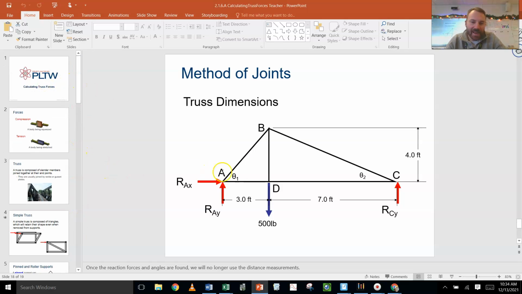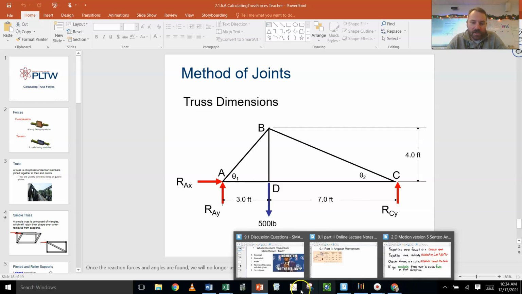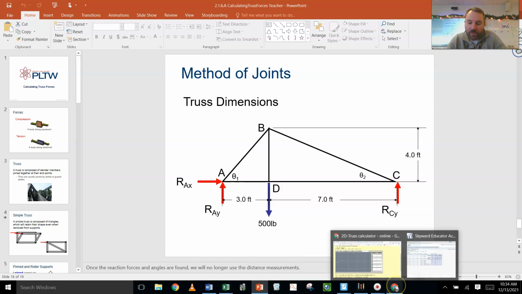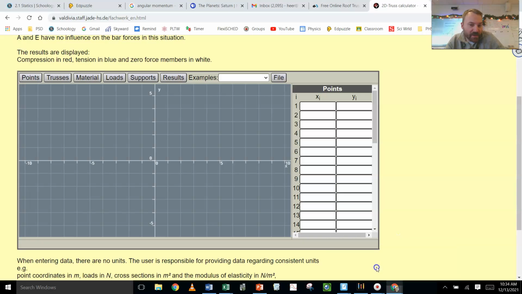We went through this by hand, and you saw how arduous that was, using sine, cosine, everything pulling down equals everything up, everything left equals everything right. And at the end, I showed you how to use a truss force calculator to do so. So I'm going to take you through this a little bit slower so you have an understanding of how to build a truss in a calculator.